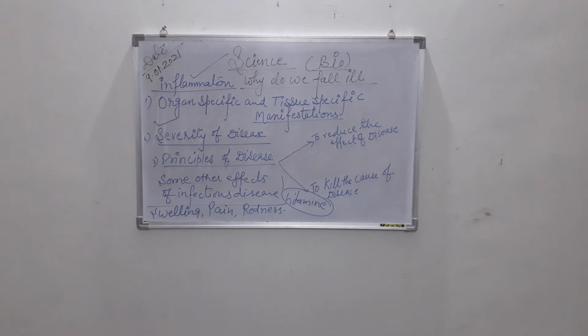If the infective dose is very low, the disease manifestations may be minor or unnoticed, because as we have seen, infective dose is the optimum or sufficient number of microbes. If the number of microbes is low, then the disease manifestation will be minor or unnoticed. On the other hand, if the infective dose is high, the disease can be severe enough to be life-threatening. Now, the next topic is principles of disease.